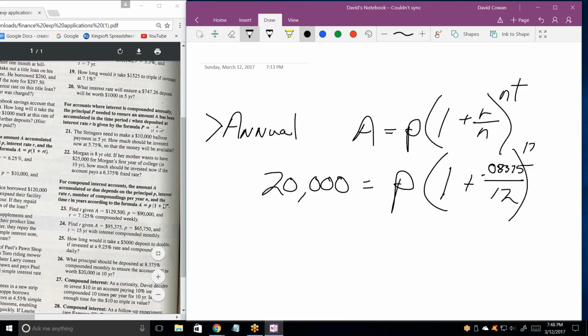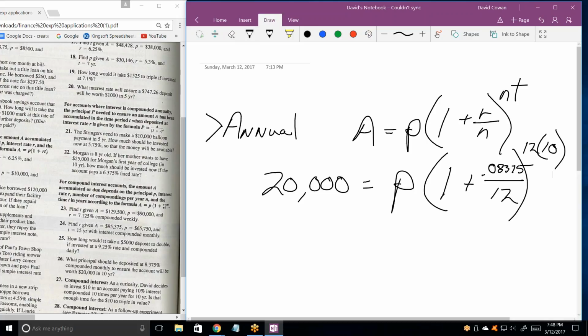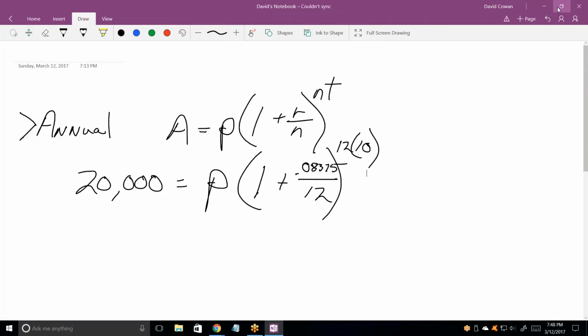N, again, is 12, and T is 10 years. That is now an algebraic equation. Got it. Okay. And we can do the rest of it to come up with an answer for P, but I don't think you need me to help you. Am I right? Yeah, I think you're right.